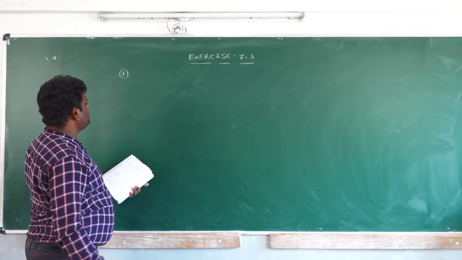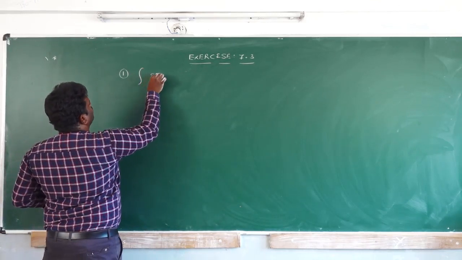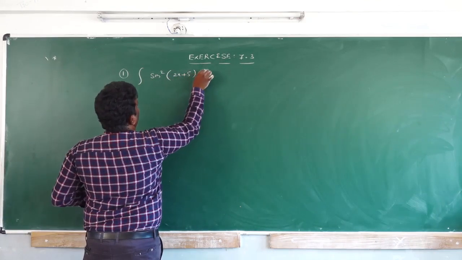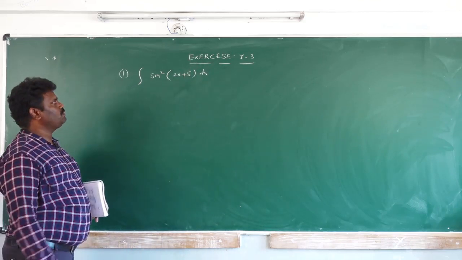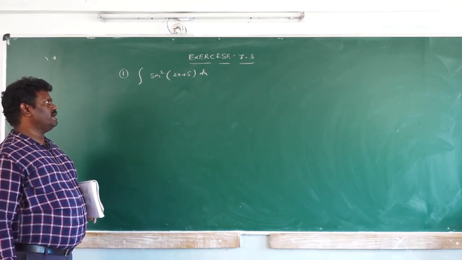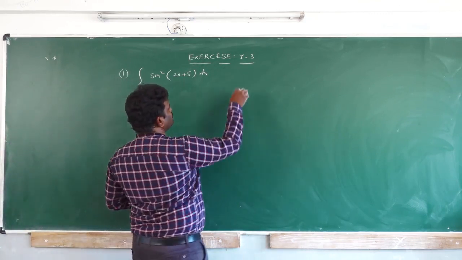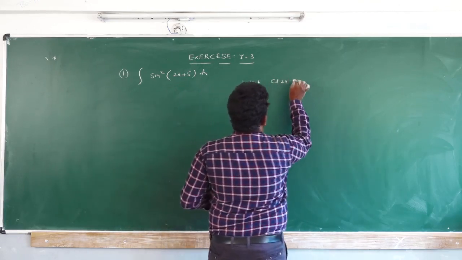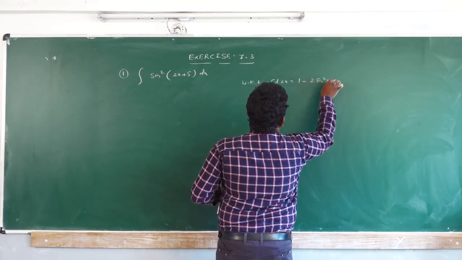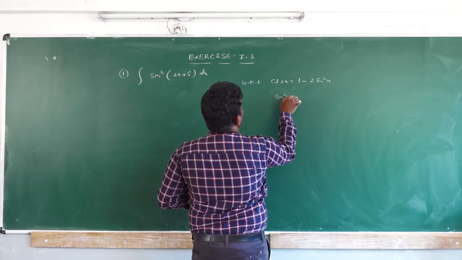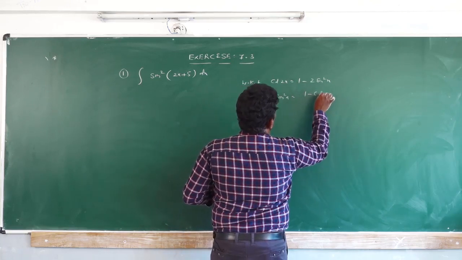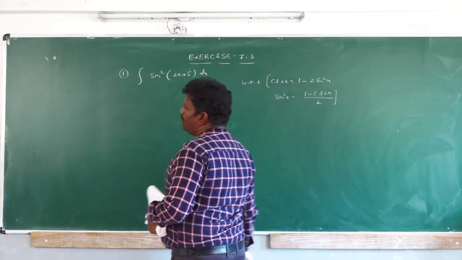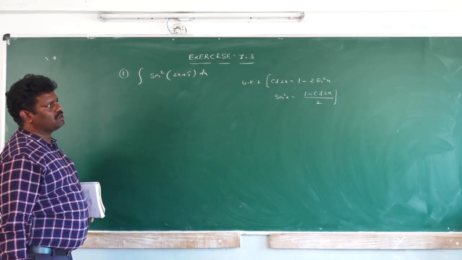The first one is the integral of sin square of (2x plus 5) dx. How do we simplify sin square integration? I just revised one formula: cos 2x is equal to 1 minus 2 sin square x. From that formula, sin square x is equal to (1 minus cos 2x) by 2. I revised this formula in the boxes also. Okay, sin square x is equal to 1 minus cos 2x by 2.